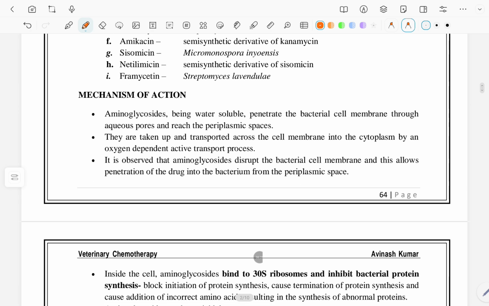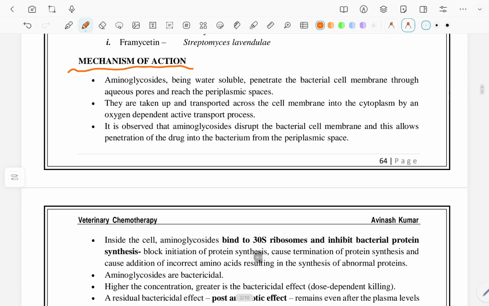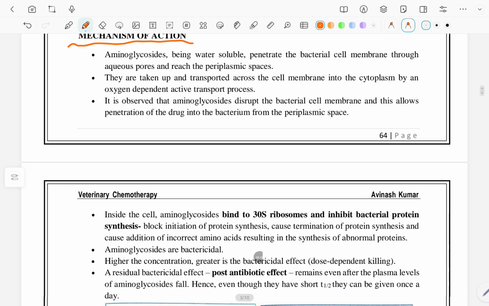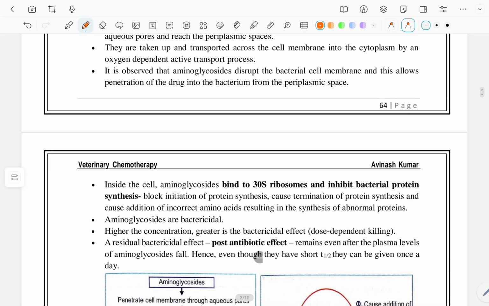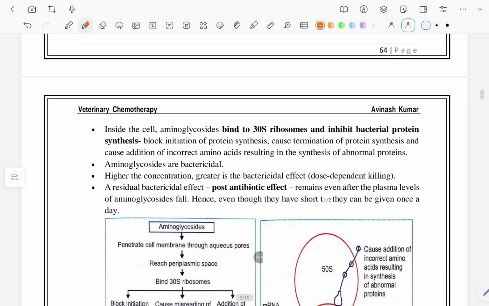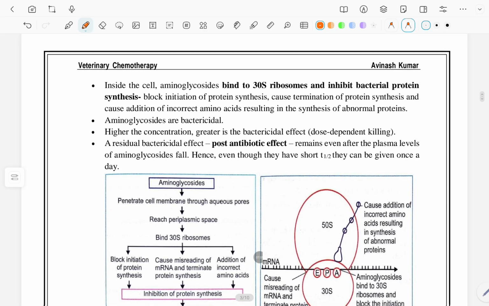Mechanism of action. Aminoglycosides, being water-soluble, penetrate the bacterial cell membrane through aqueous pores and reach the periplasmic space. They are taken up and transported across the cell membrane into the cytoplasm by an oxygen-dependent active transport process. It is observed that aminoglycosides disrupt the bacterial cell membrane, and this allows penetration of the drug into the bacterium from the periplasmic space. Inside the cell, aminoglycosides bind to the 30S ribosome and inhibit bacterial protein synthesis.